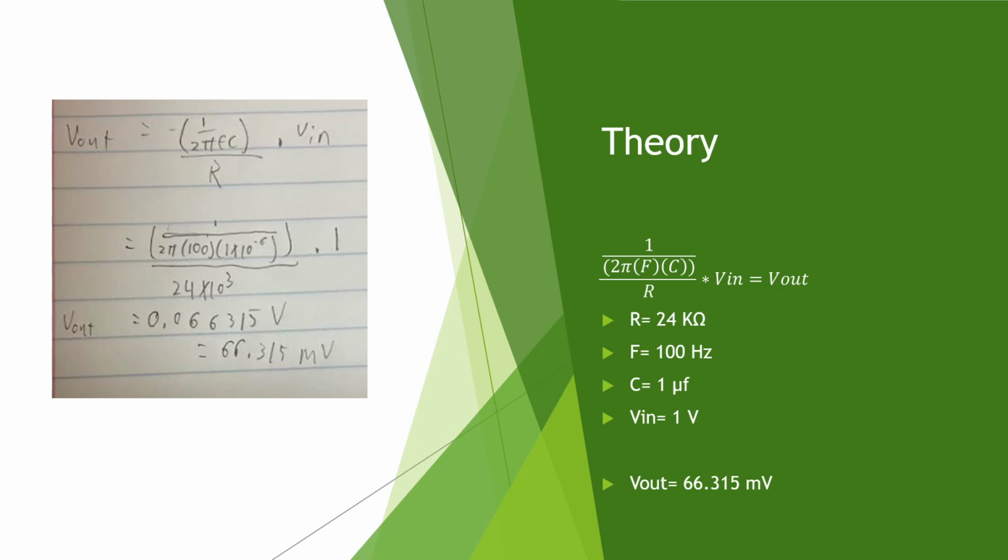What can be seen here on the screen is the example that we have used throughout this video. The resistance is 24,000 ohms, a frequency of 100 Hz, a capacitance of 1 microfarad, and an input voltage of 1 volt. This gives the output voltage of 66.315 millivolts.